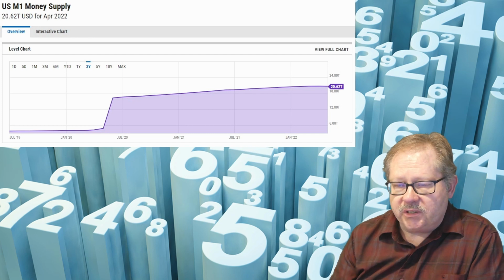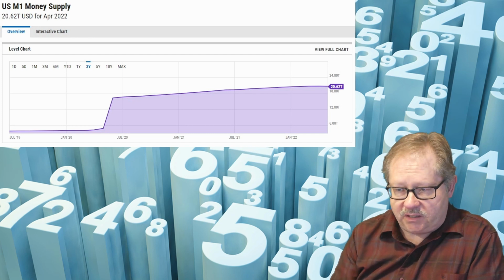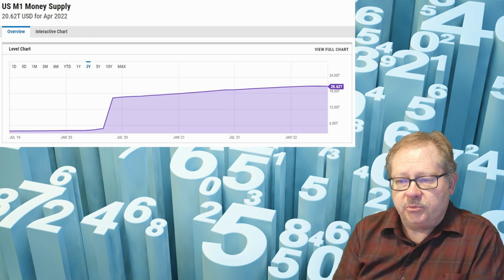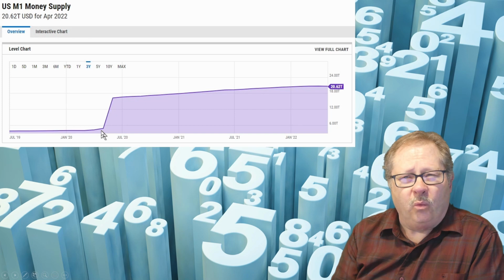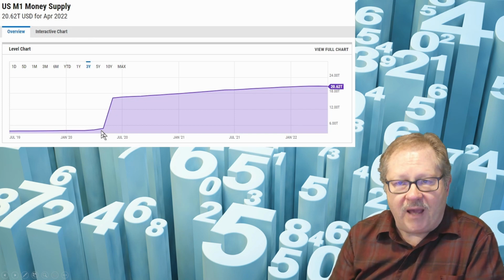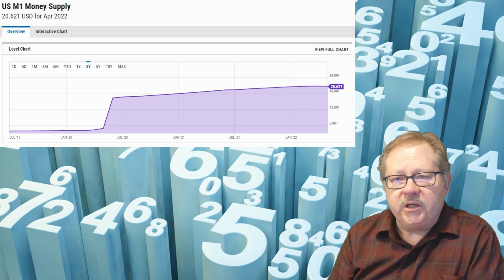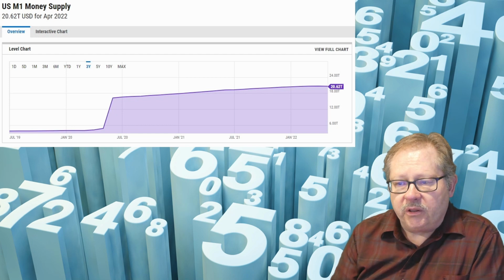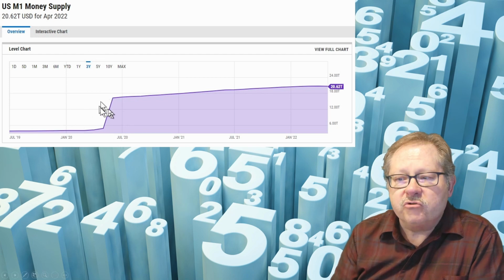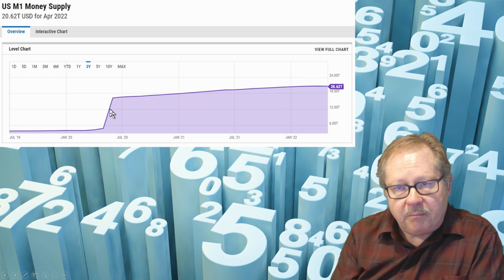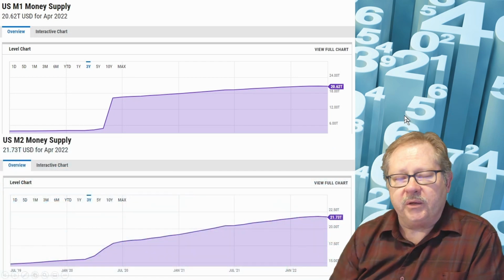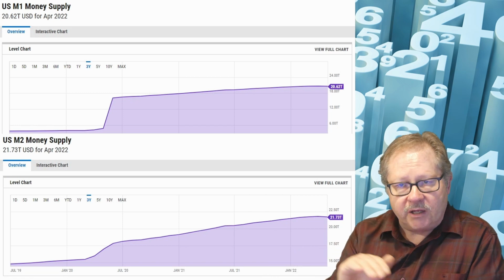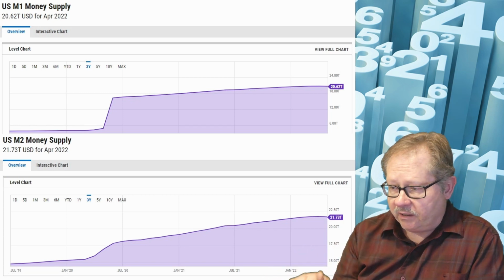Part of the challenge with this is that big hockey stick you see in the middle, just between July of 2020 and January of 2020. What was the cause of that? So what we need to do is first determine what the cause of this big increase in the M1 money supply is. And when we look at the M2 money supply, we see a much more gradual rise there.